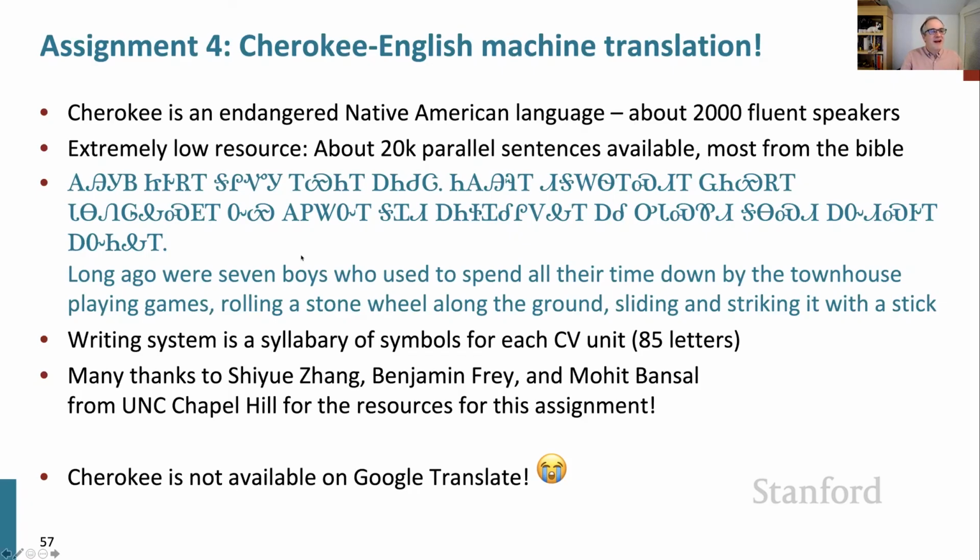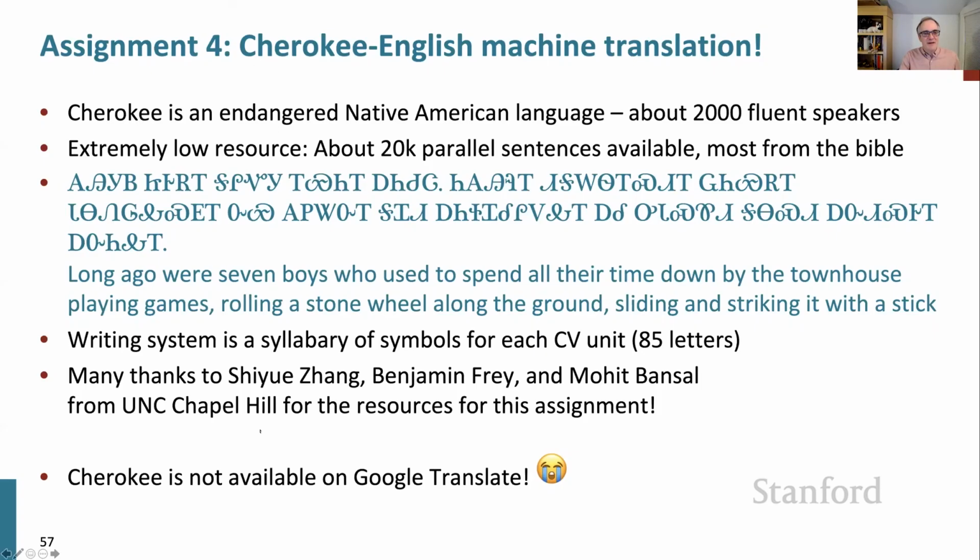Okay, so this is what Cherokee looks like. You can see that the writing system has a mixture of things that look like English letters and then all sorts of letters that don't. Here's the initial bit of a story: Long ago were 7 boys who used to spend all their time down by the townhouse. So this is a piece of parallel data that we can learn from. The Cherokee writing system has 85 letters. The reason it has so many letters is that each of these letters actually represents a syllable. Many languages of the world have strict consonant vowel syllable structure, like Cherokee, and another language like that is Hawaiian. Each of the letters represents a combination of a consonant and a vowel. You then get 17 by 5, which gives you 85 letters.